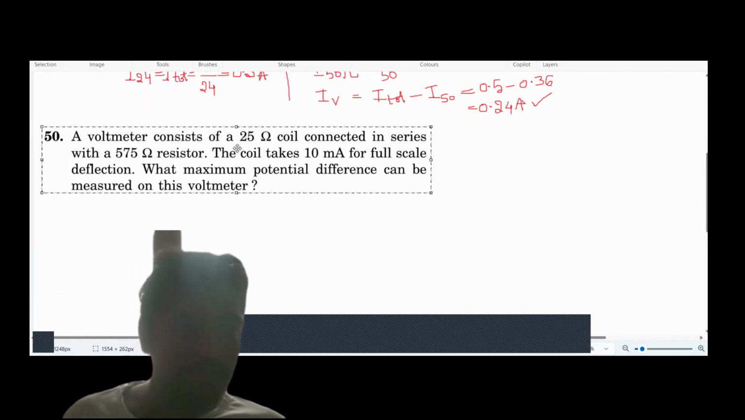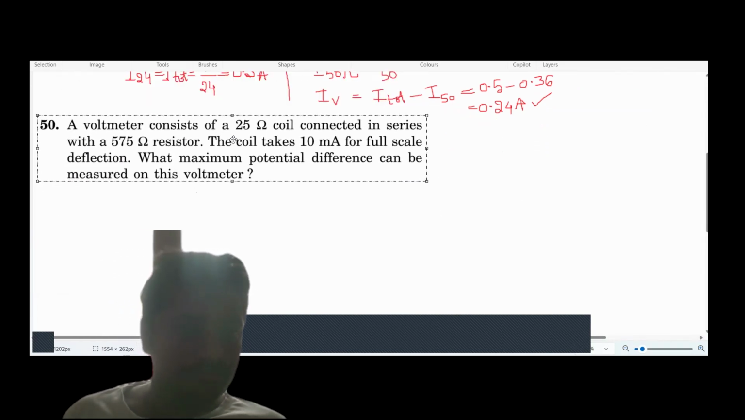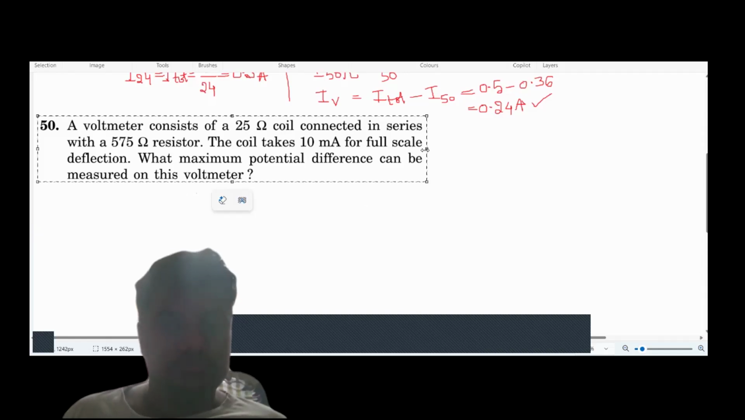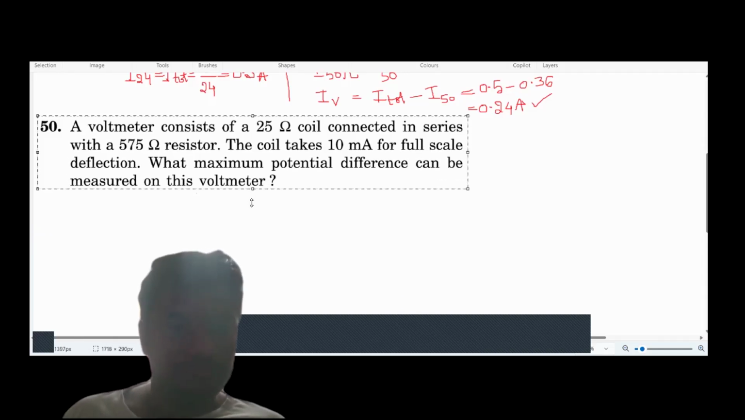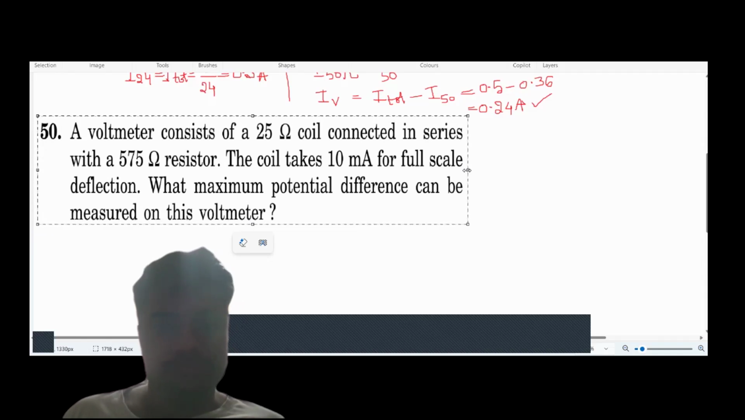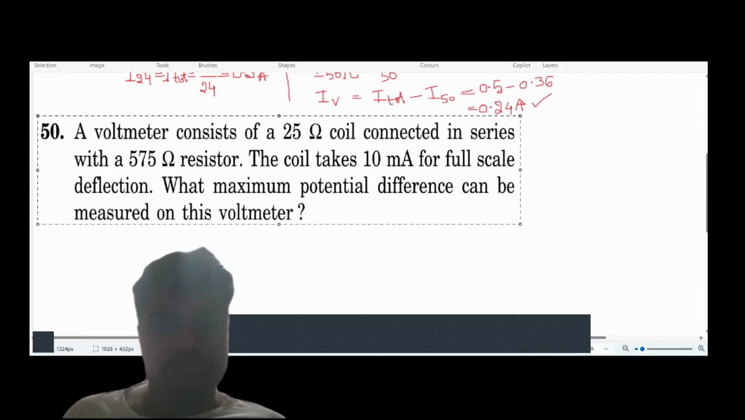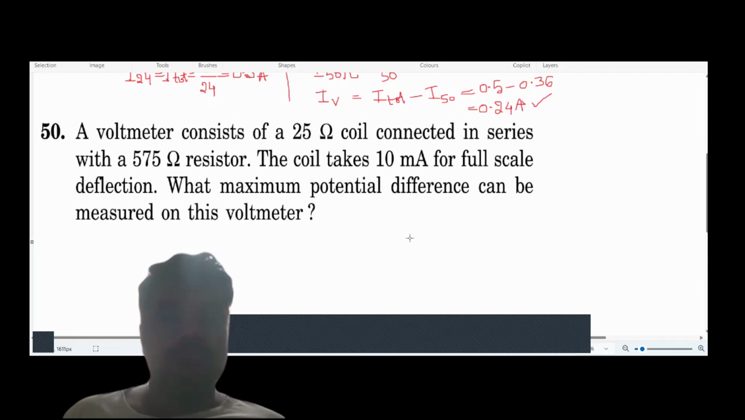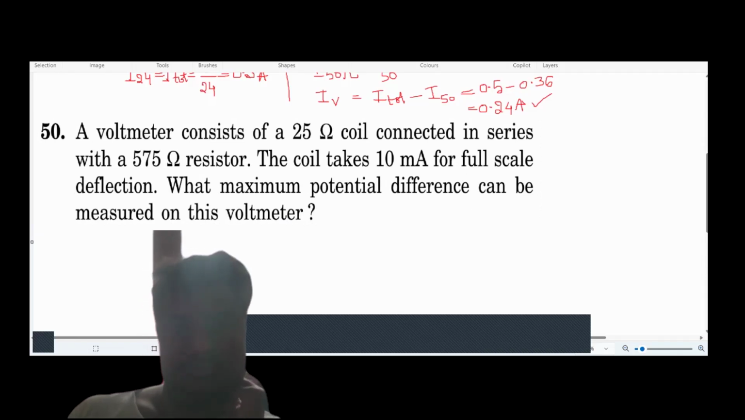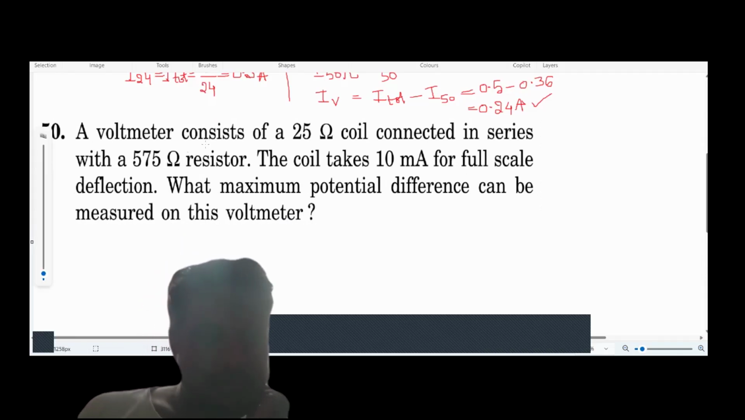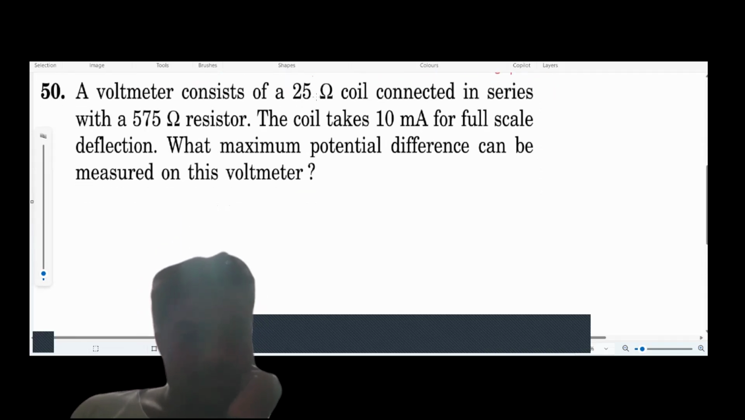Question number 50 is here. A voltmeter consists of a 25 ohm coil connected in series with a 575 ohm resistor. The coil takes 10 milliamp for full scale deflection. What's the maximum potential difference?